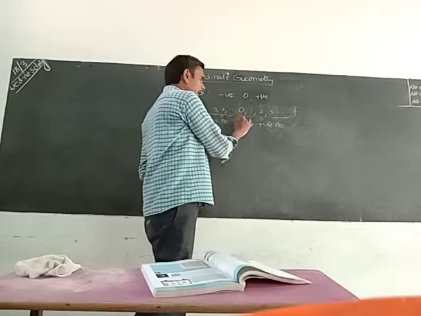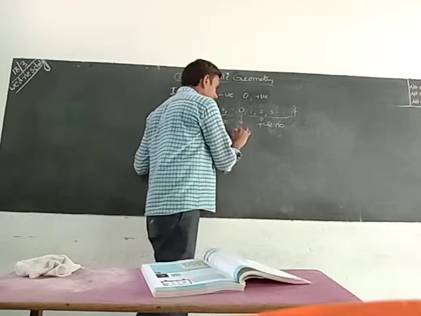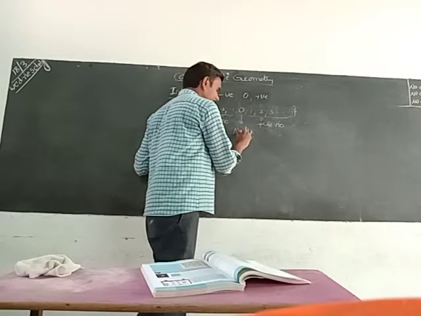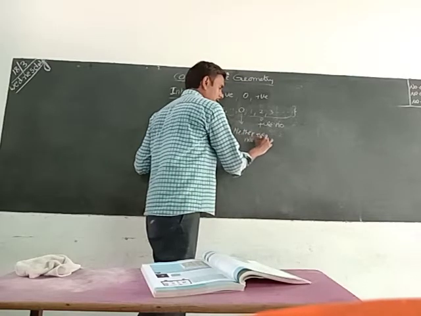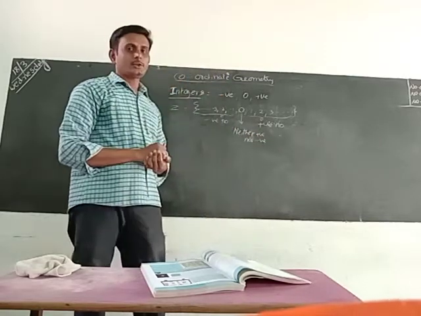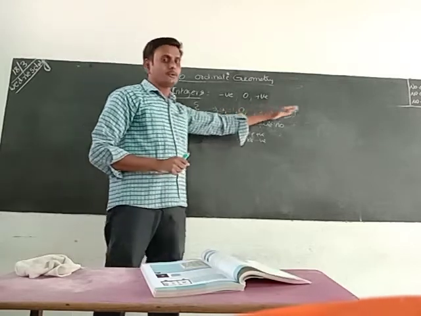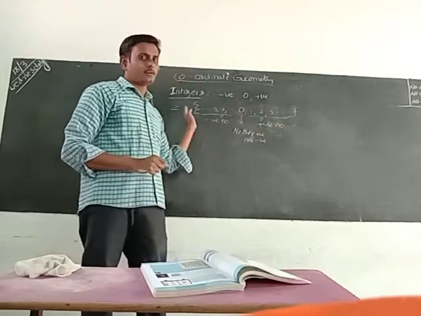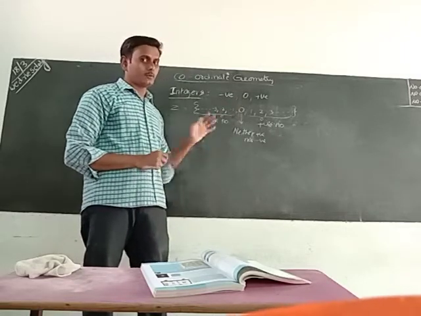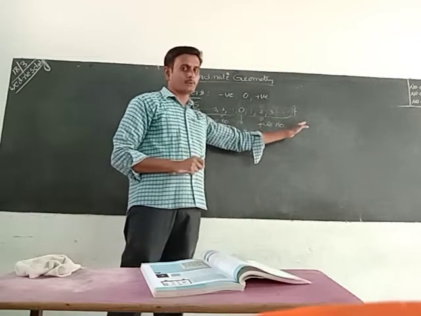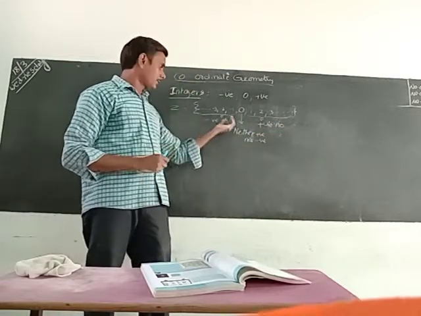0 is neither positive nor negative. That means 0 is not related to the positive number group, and 0 is not related to the negative group. It is individually one group. These are the positive numbers. Positive numbers means plus numbers, negative numbers means minus numbers.